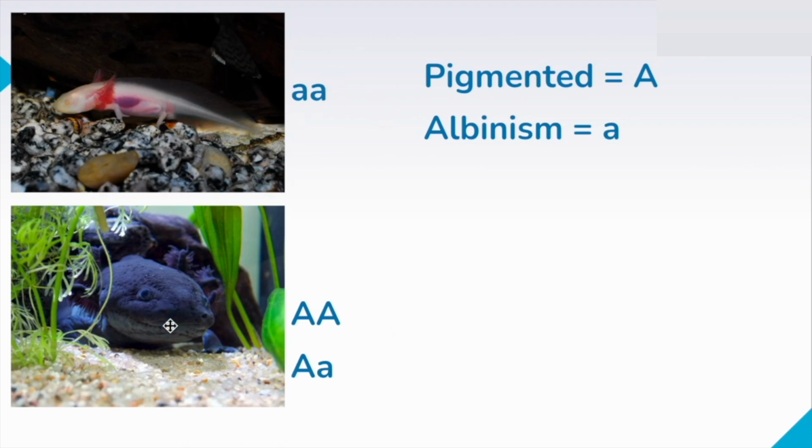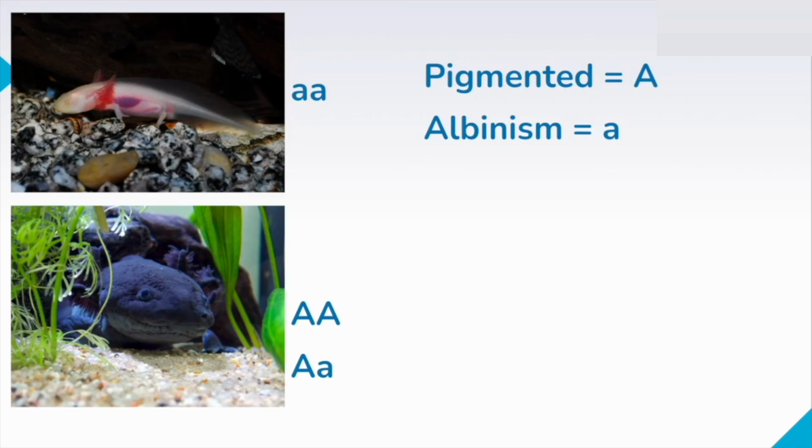Now, this pigmented axolotl could be one of two genotypes. It could either be big A, big A, homozygous dominant, or it could be big A, little a, because the big A is dominant over the recessive allele, and it's going to mask or cover up the effects of the recessive gene. So when we see a pigmented axolotl, it could be either one of these genotypes, but both of these genotypes will give us the pigmented phenotype.